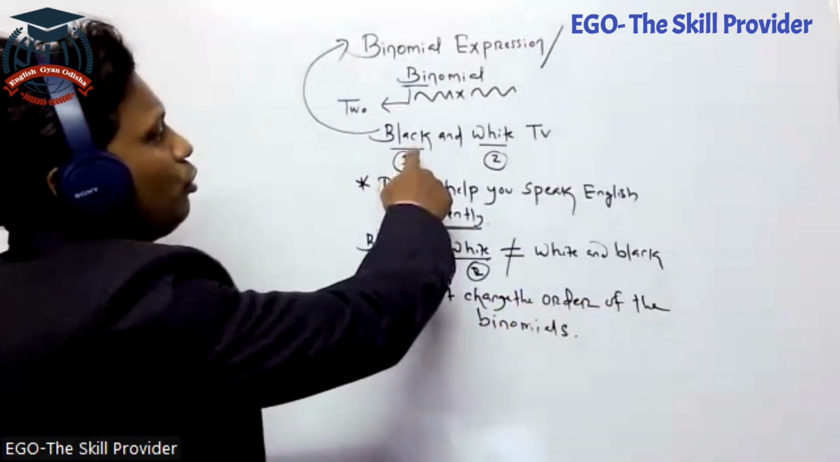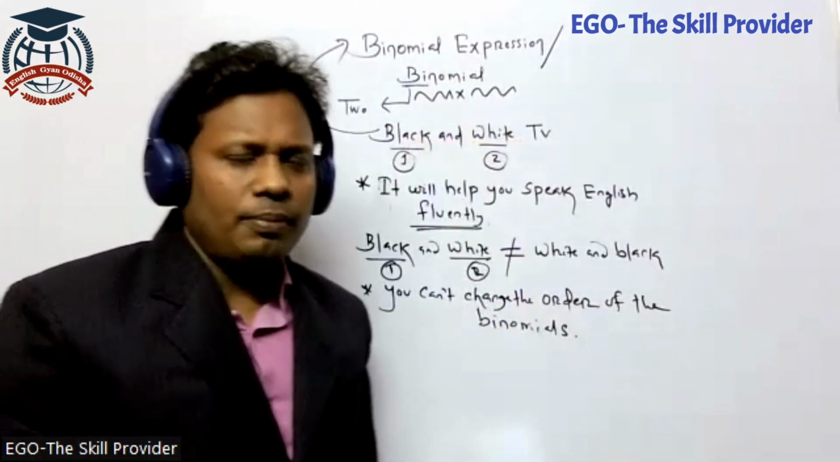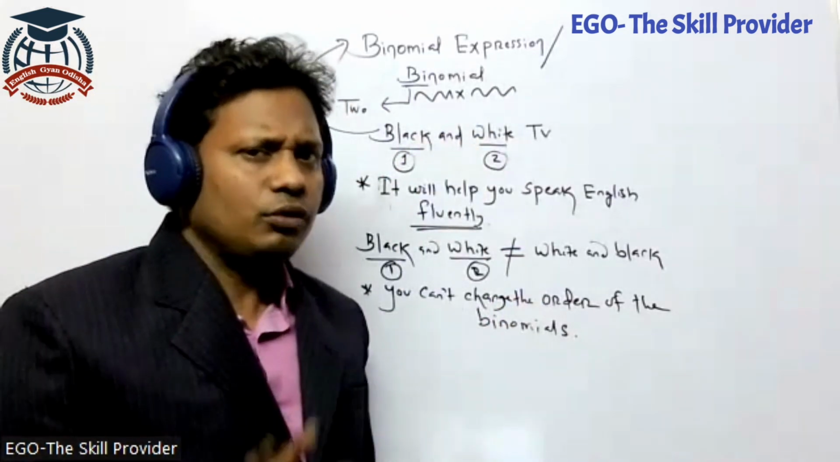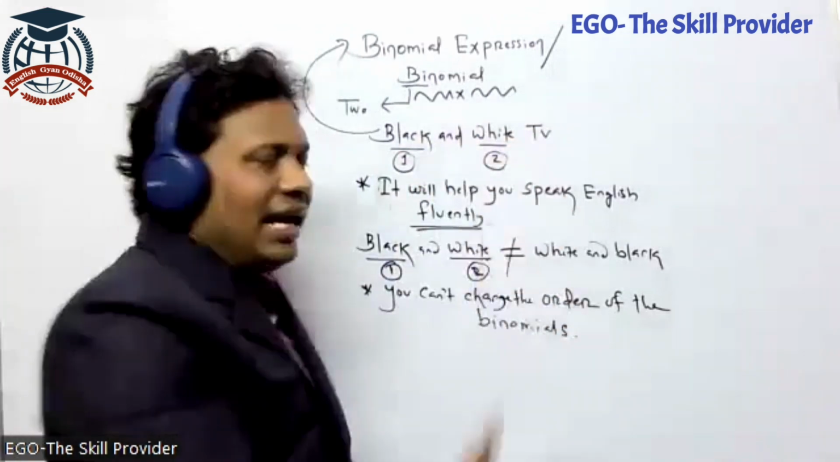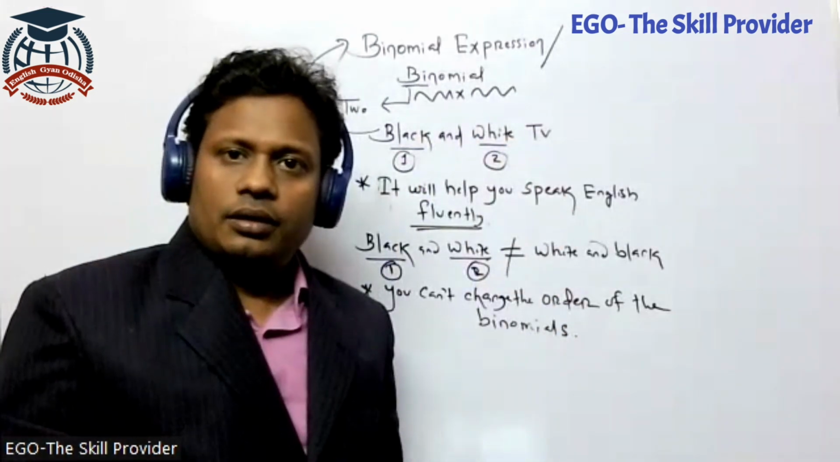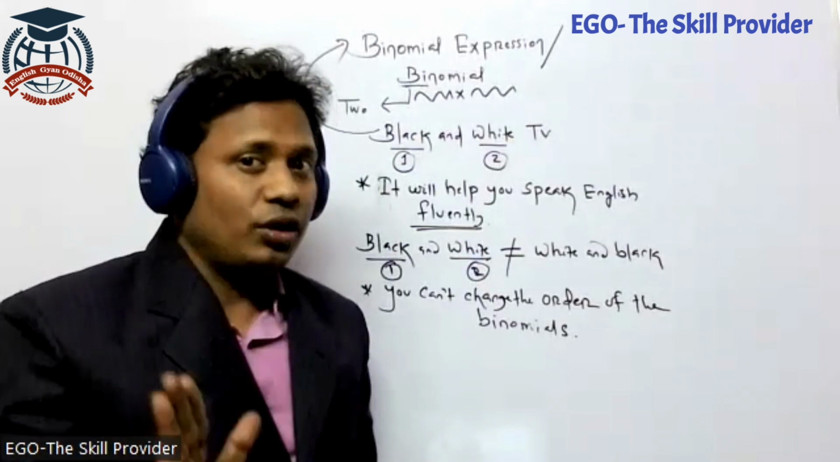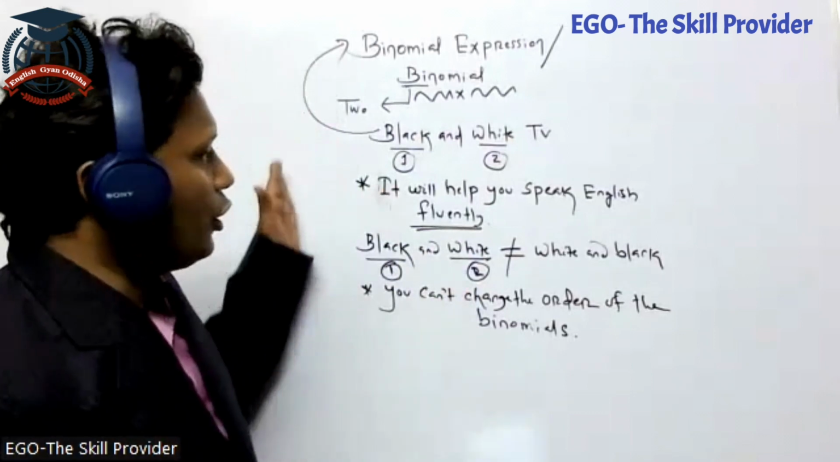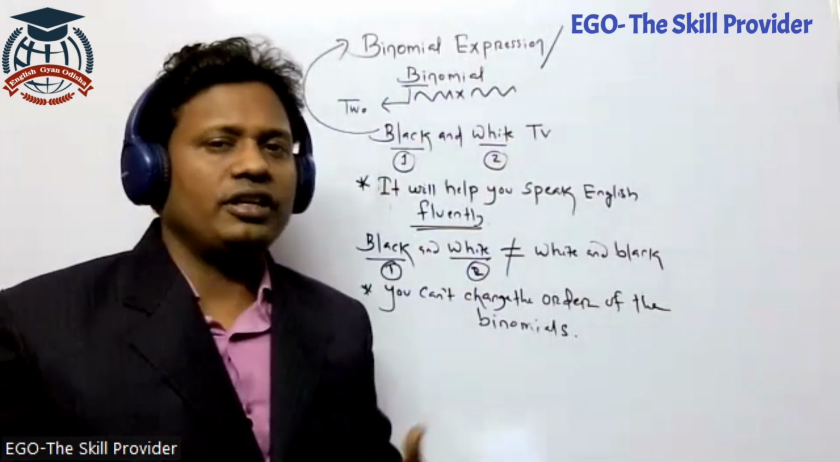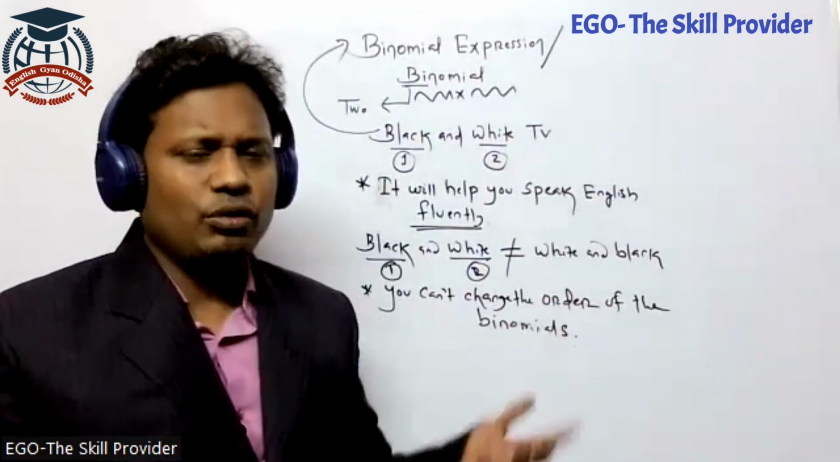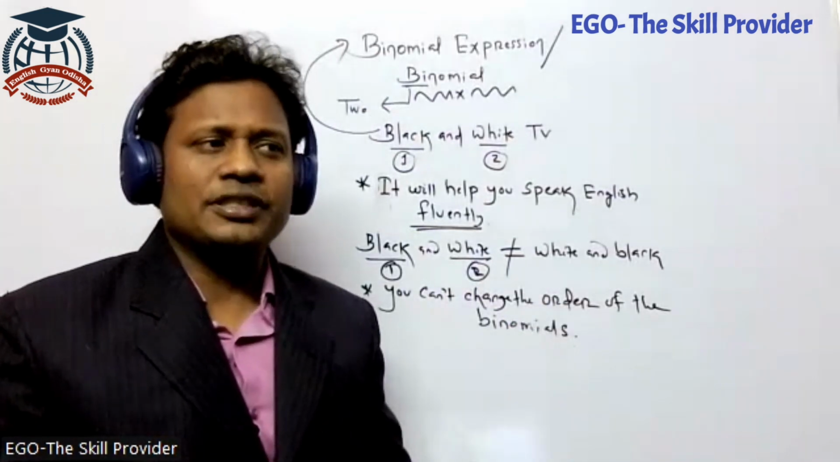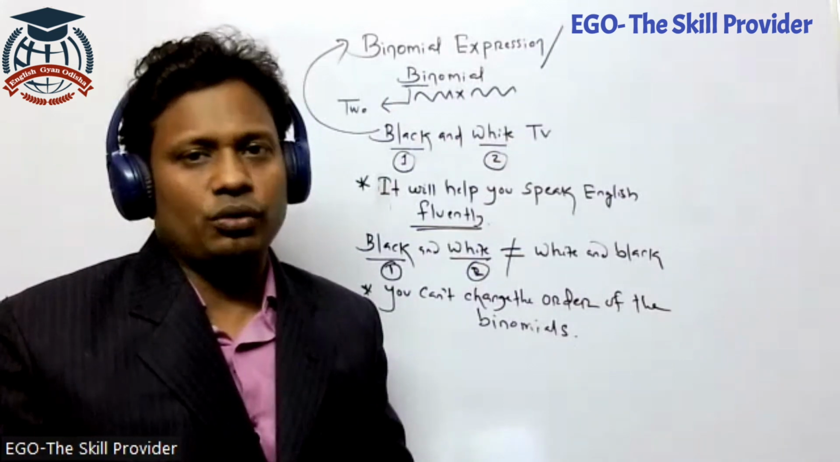Meaning, if I write black and white, you will say black and white equals white and black? No, black and white has a meaning, but you cannot change the order. You cannot change the order. Okay. And I'm going to give you some 13 or 14 or 15 binomials today. Let's try to learn it, and as much as possible I'm going to teach you all the things.